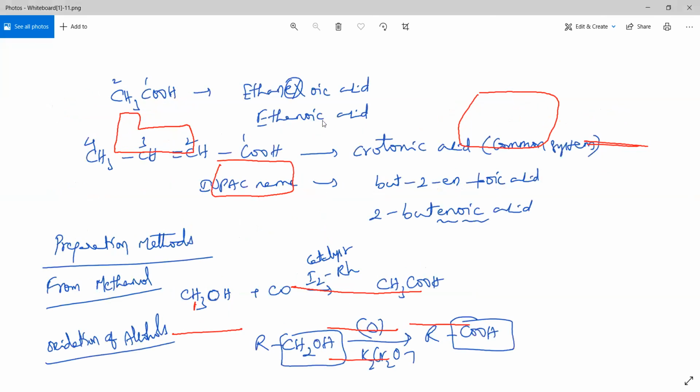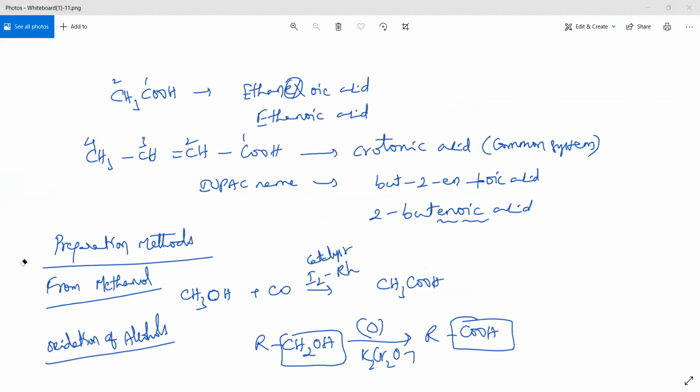Then preparation methods. Let us move to preparation methods. First one, from methanol. When methanol is treated with carbon monoxide and a catalyst like rhodium iodide, you get the corresponding carboxylic acid. Alcohols, the CH2OH group, on oxidation with strong oxidizing agents like potassium dichromate, will give you RCOOH.